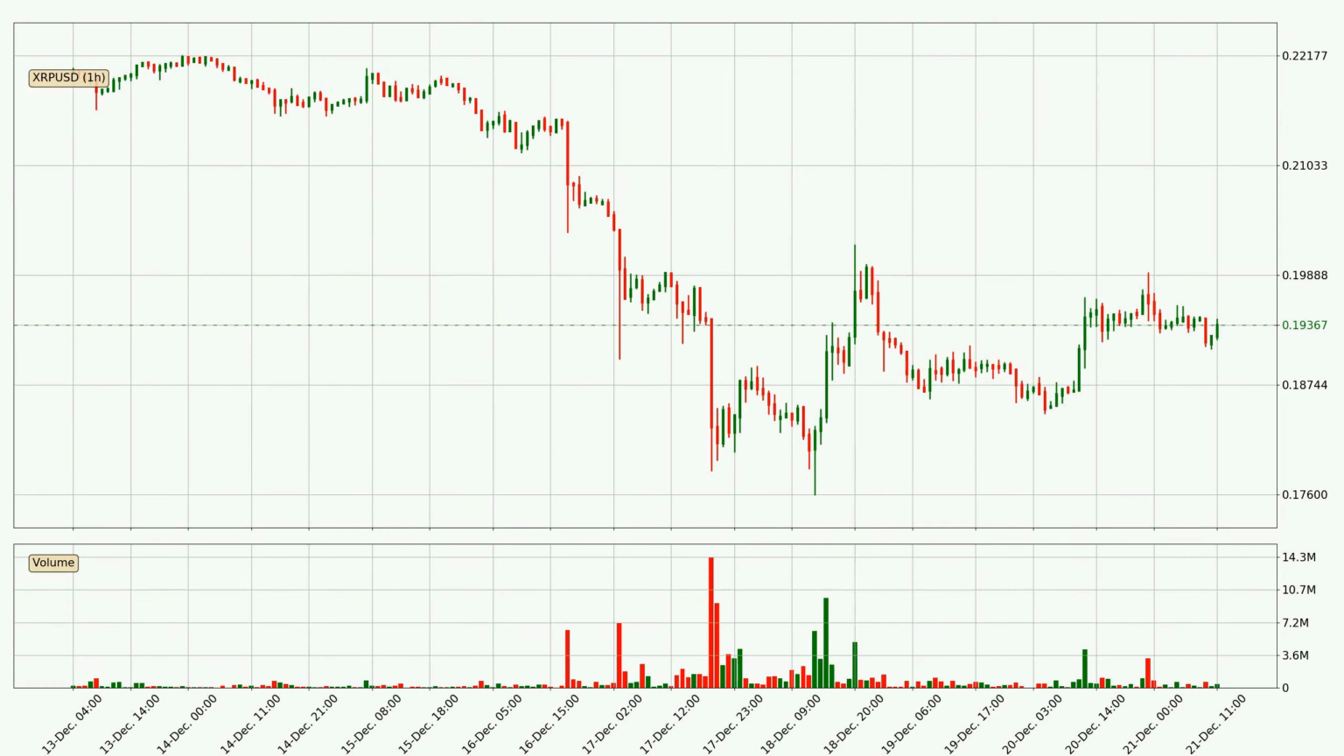Looking at the hourly time frame for Ripple, the price went up around 2.9%, but then came quickly down again in the last 24 hours, with a current price of 19.4 cents.